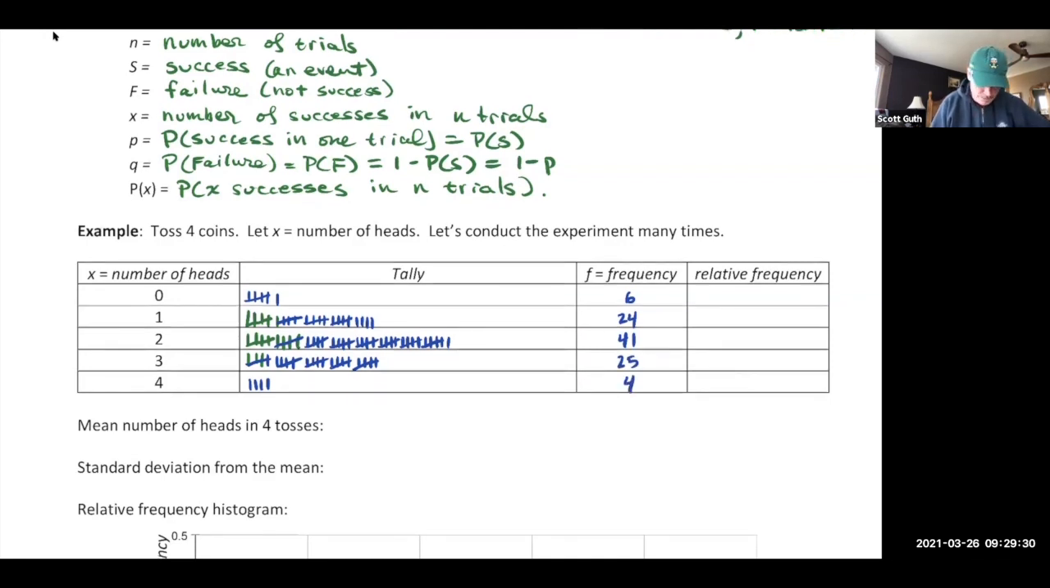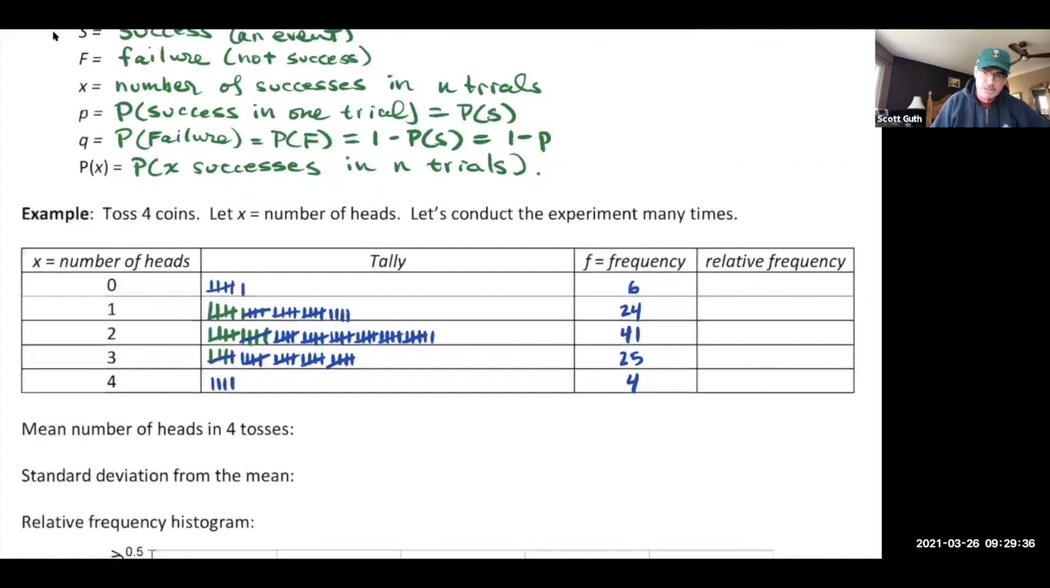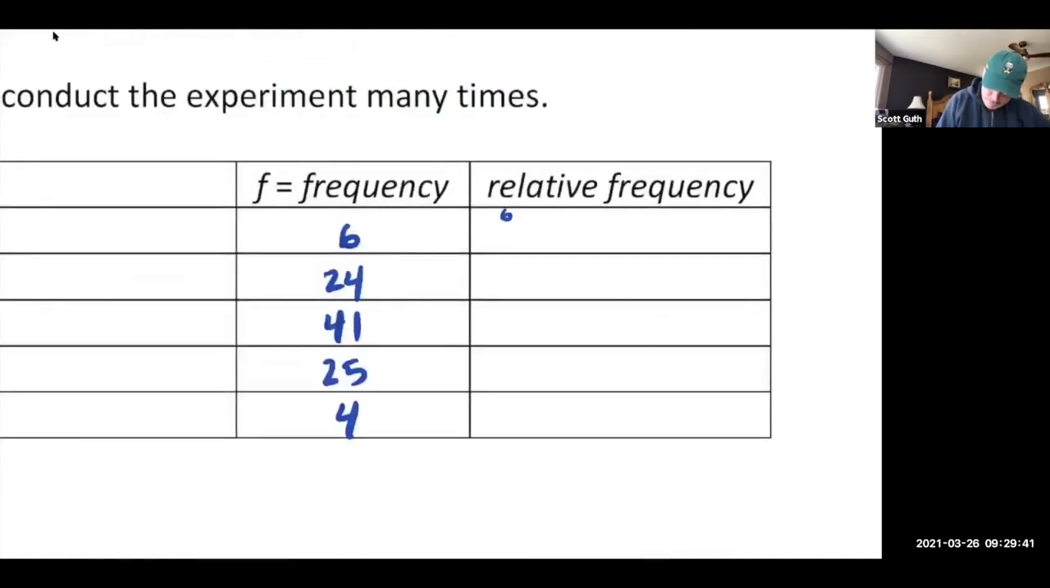So I wanted 100 because the relative frequencies would be super easy. So just kind of zooming in on this, it's 6 out of 100, which is 0.06, and so on.